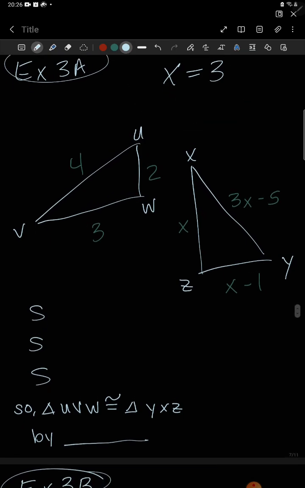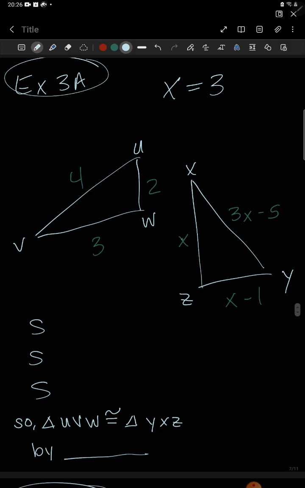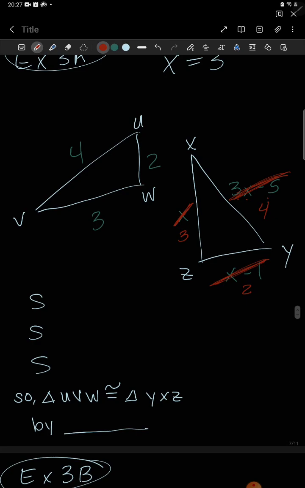Okay? So let's figure this out. Let's just plug these in. So if the value of x is 3, I'm going to cross out this x, and I'm just going to write 3 here. Okay, 3 times 3 is 9 minus 5. I'm going to cross that out and put a 4. And then x minus 1 is 2 if x is 3. Okay, so I traded out all of that algebra for an actual number by doing it in my head, okay? So I have 2 triangles now that both have sides that equal 2, 3, and 4.